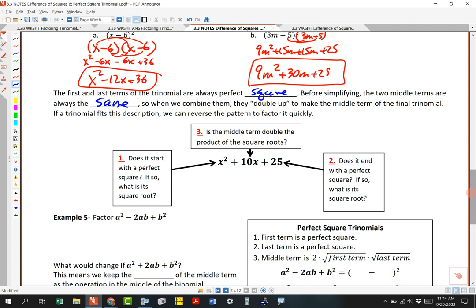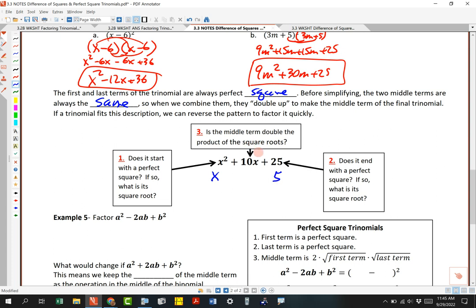So here's what we're looking for. Does it start with a perfect square? If it does, let's figure out what it's a perfect square of. It's a perfect square of x. Does it end with a perfect square? If it does, let's figure out what it's a perfect square of. It's a perfect square of 5. In other words, we could just take the square root.